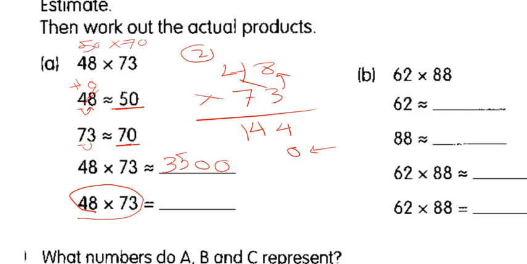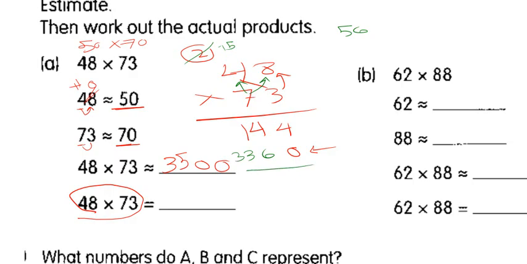Let's multiply this 7. 7 times 8. Remember the 8's times table. 7 times 8 is 56. You can't write 56. You will write 6 and carry up 5. 7 times 4 gives you 28. 28 plus 5. Count after 28 by 5 on your fingers: 29, 30, 31, 32, 33. That gives me 33.